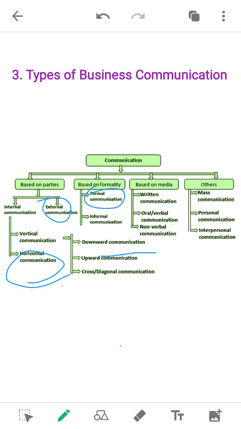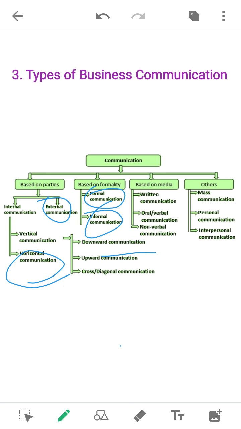Informal communication means the casual or unofficial form of communication that can occur at any time and in any manner. It is called informal communication. Suddenly, if we meet with the manager, when an employee meets with the manager or any other person, then it is called informal communication.